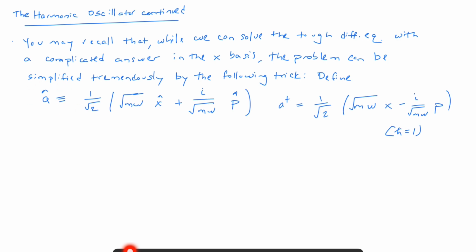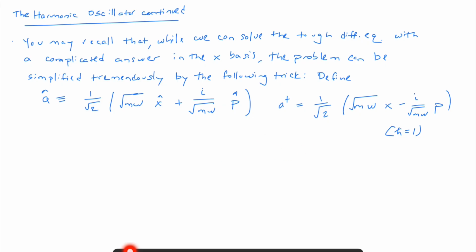the problem can be simplified tremendously by the following trick. You define new operators called A hat and A dagger, which is just its Hermitian conjugate, as follows. You say that A hat is equal to 1 over the square root of 2 times a linear combination of the position operator x and the momentum operator p. And then this is just its Hermitian conjugate. We're going back to units now where h bar is equal to 1. I'll mostly stick with that throughout the course. Once in a while I won't.